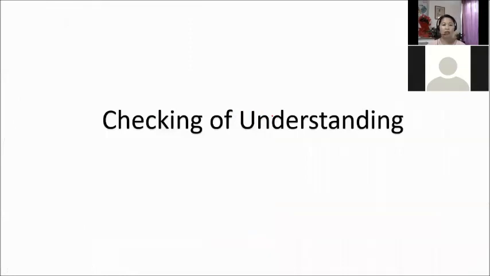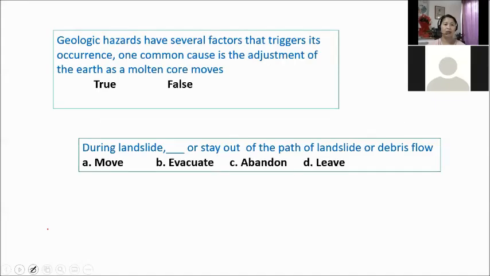So we have checking of understanding. By the way, yung mga assessments ninyo sa DRRR, mostly common sense, no? Ibig sabihin, madali lang sagutan yung mga assessments ninyo. Okay, let us answer this. You may use your chat. Give your answer through chat, okay? So geologic hazards have several factors that triggers its occurrence. So one common cause is the adjustment of the earth as a molten core moves. What's the answer? Okay, so the answer is true.